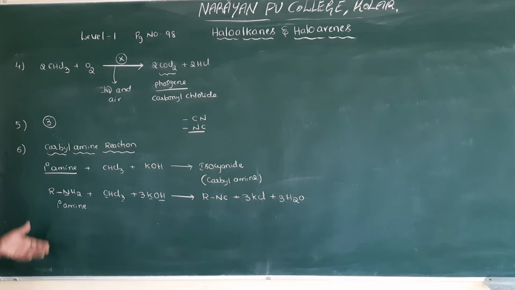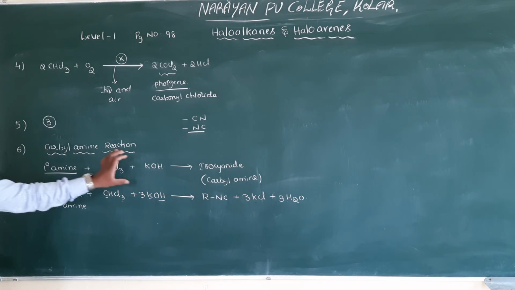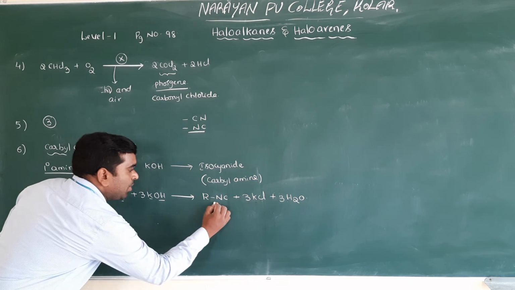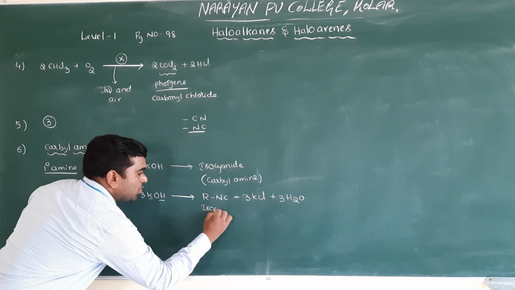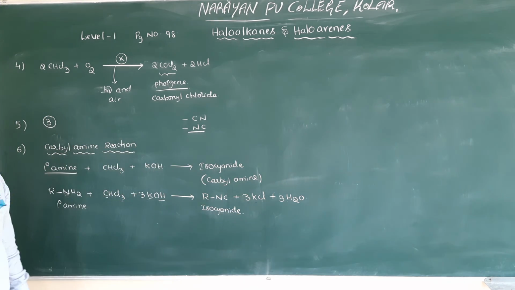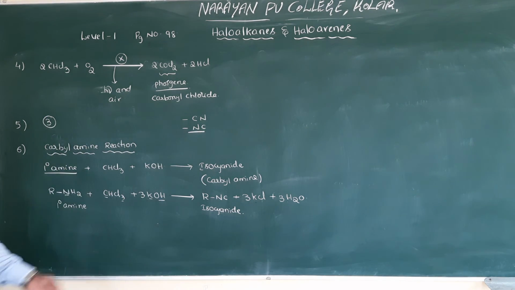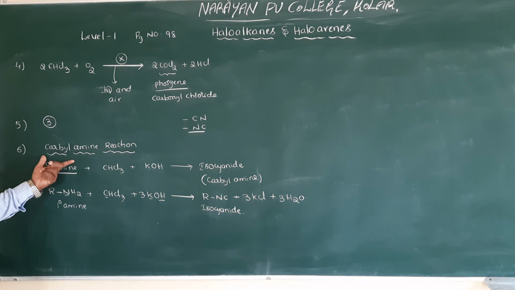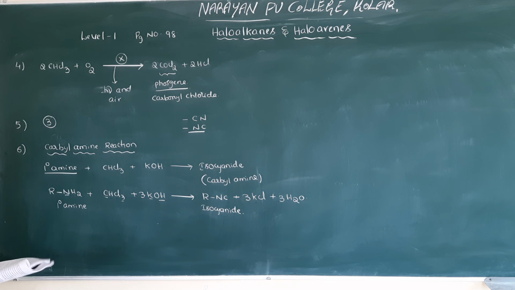This we call the carbylamine reaction. What product do you get here? Isocyanide. Clear? And it gives a very offensive smell, so by this smell we can identify that this reaction is the carbylamine reaction. So this is the carbylamine reaction.